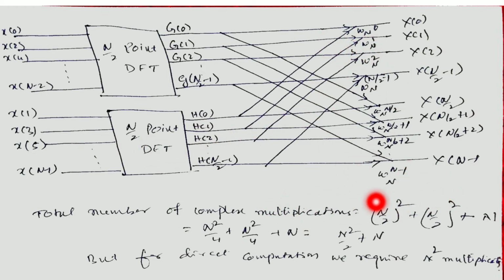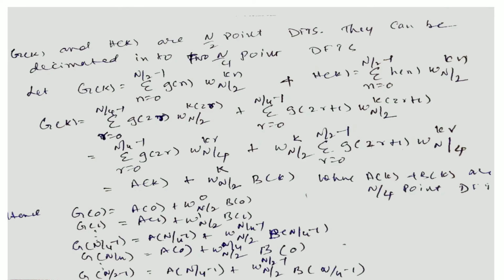Obviously, this is equal to n square by 2 plus n, which is definitely less than n square. N square is the total number of multiplications required for direct computation of the DFT. Thus, we find that the total number of complex multiplications have been reduced. Now, g of k and h of k are n by 2 point DFTs. They can further be decimated into n by 4 point DFTs.